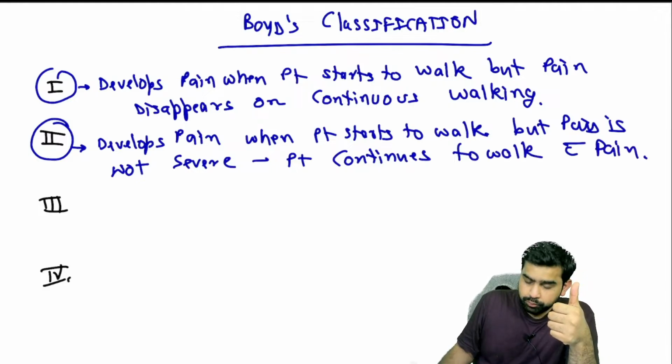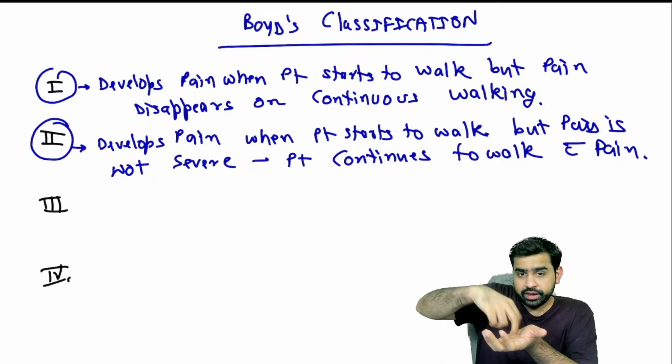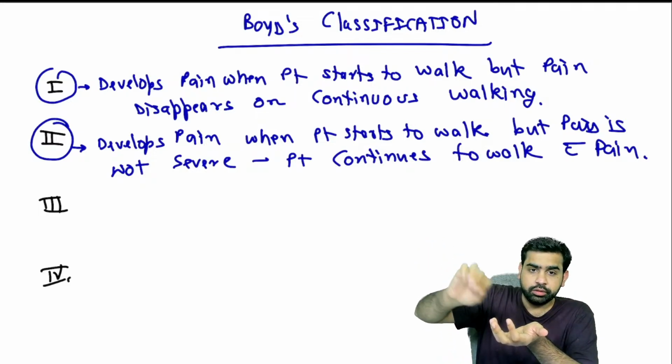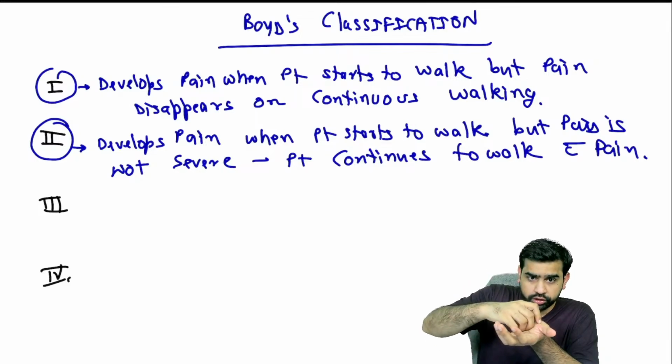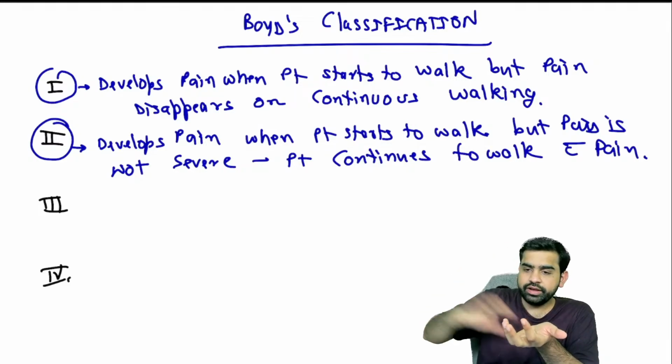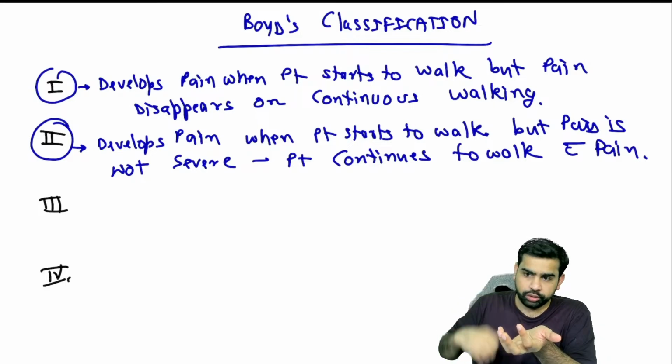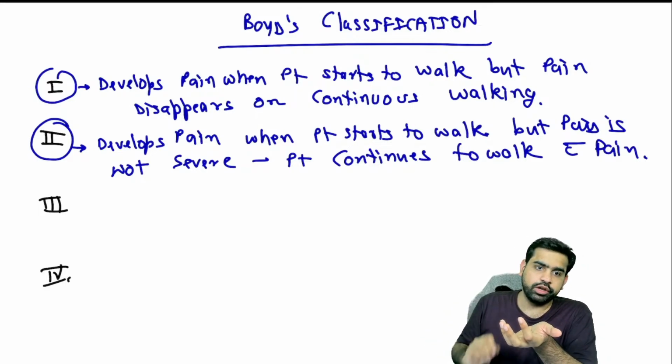So what is Boyd's type 1? The patient starts to walk, the patient develops pain. When the patient continues to walk, the pain basically disappears. What is Boyd's type 2? The patient starts to walk and there was pain, but the pain was not very severe. So the pain was bearable, and the patient basically continued to walk with pain. That is the Boyd's type 2.